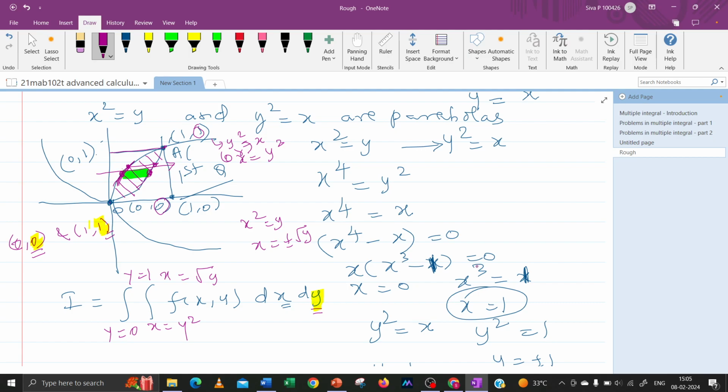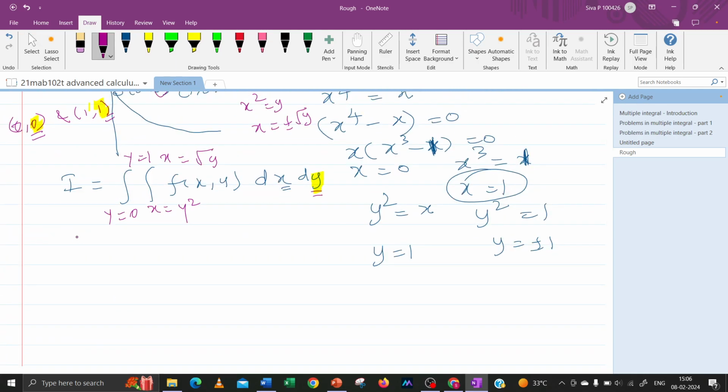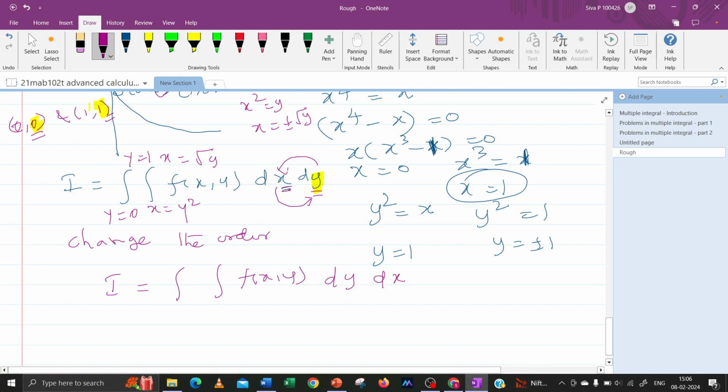You are not able to change the order for this integration simply, but you can change the order under some conditions. What are the conditions? Listen, if you are changing the order, for example, I equal to double integral f of x comma y, in the place of x you have to write y, and in the place of y you have to write x. That means dy dx. Previously the inner integration was x, now the inner integration is y.